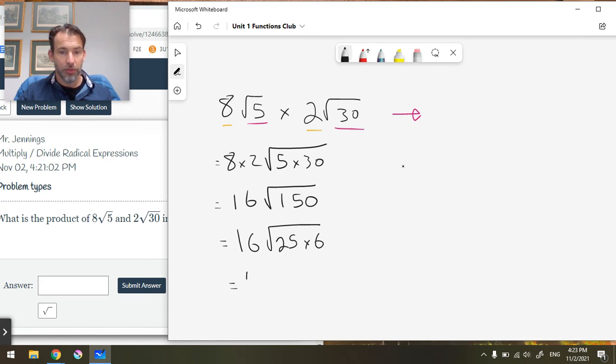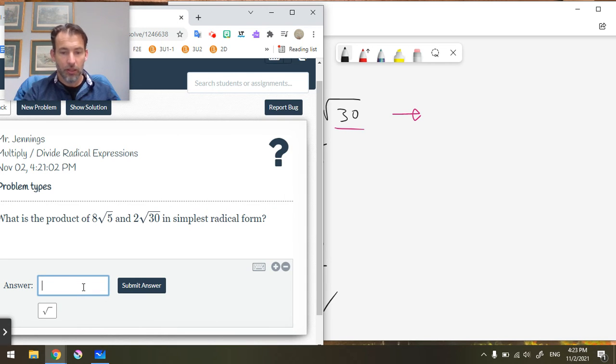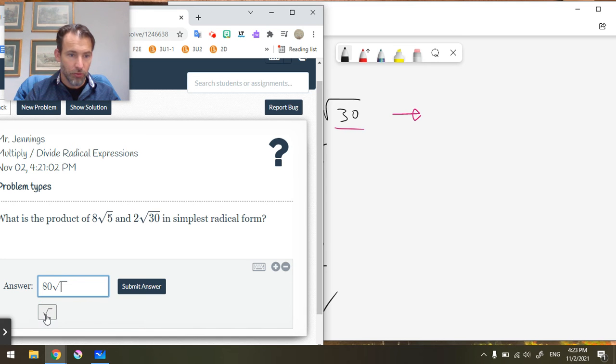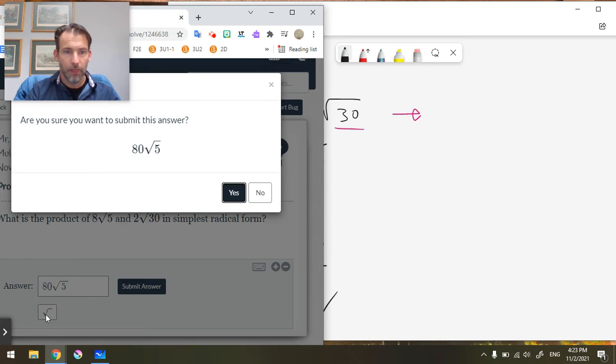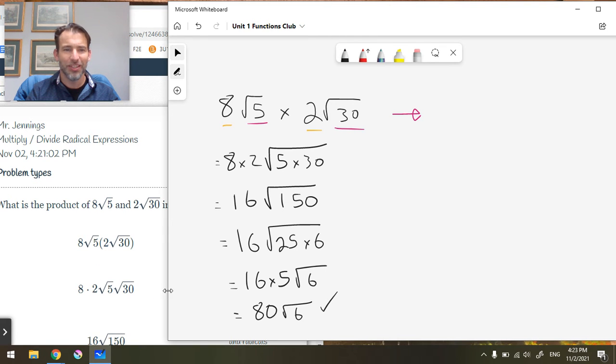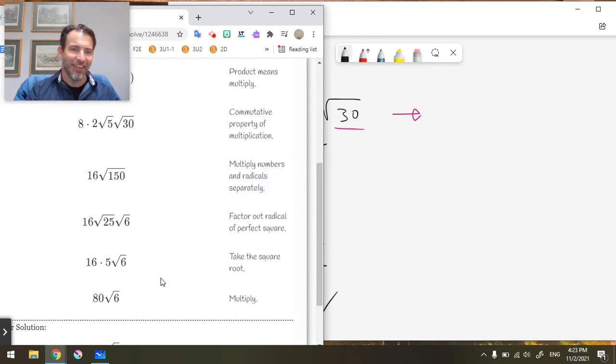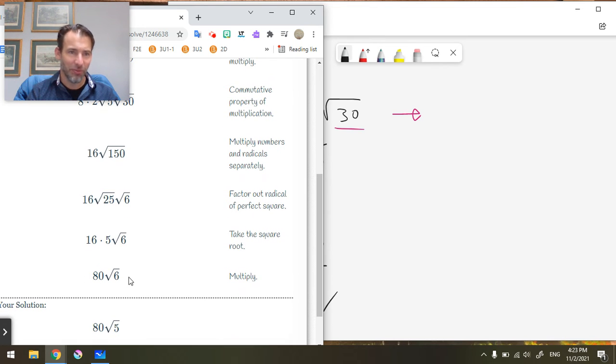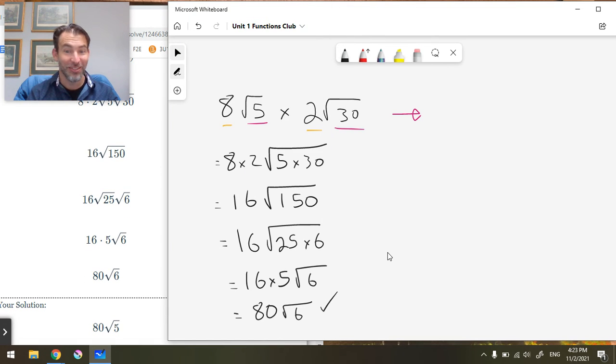So this would be equal to 16 times 5 root 6. 16 times 5 is equal to 80 root 6. There, that's done. Final answer. 80 root 5. What did I do? Did I write that down right? 80 root 6. Oh, jeez. I typed the wrong thing. I was thinking about something else, okay?